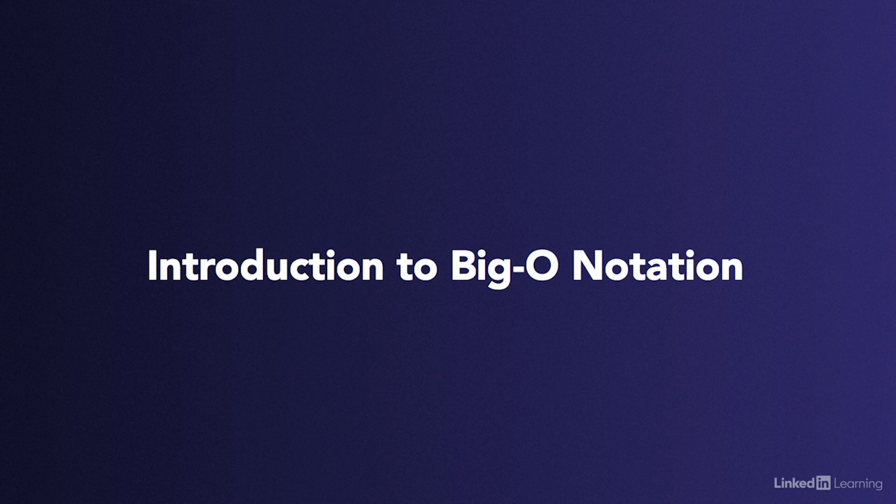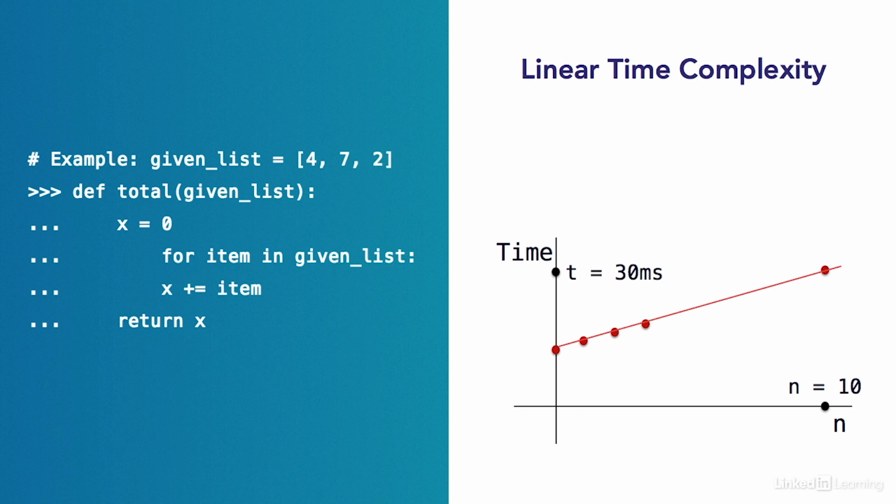It's also a convenient way to express the time complexity of a function, and it comes up a lot in a coding interview. Let's take a look at the function we saw earlier. This function adds up all the items in the given list or array. The time it takes to run this function grows linearly, or like a straight line, and it can be written as t equals an plus b, where a and b are constants.